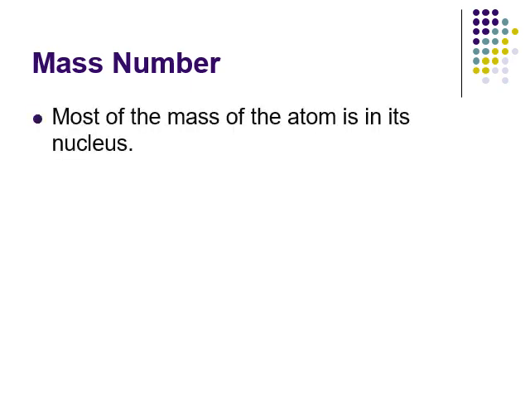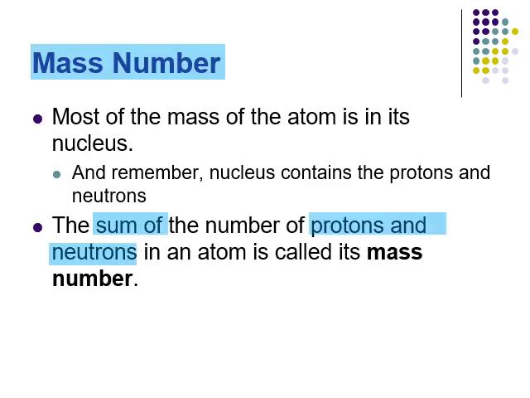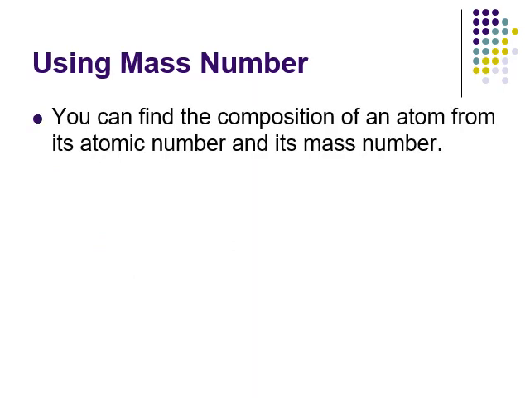Mass number. So again, most of the mass of an atom is in its nucleus. Again, electrons are almost 2,000 times lighter than a proton or a neutron. And the nucleus contains, again, the protons and the neutrons. So the sum of the protons and neutrons in an atom is called its mass number. Every atom has a mass number, and it's simply the number of protons plus the number of neutrons in that atom.